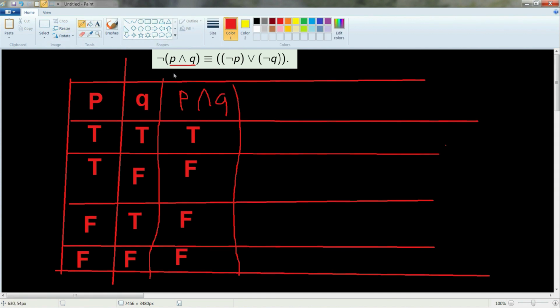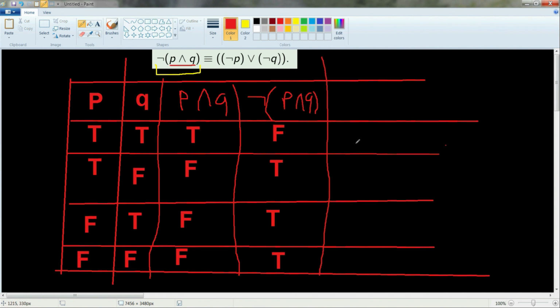Now, in order to build the left-hand side, I need to build this negation. So to do that, let's just negate this column of the truth table. So not (P and Q) will simply be false, true, true, true. Now, looking at the right-hand side, I need to build not P, not Q, and then I need to build the column for or and then I'll be done.